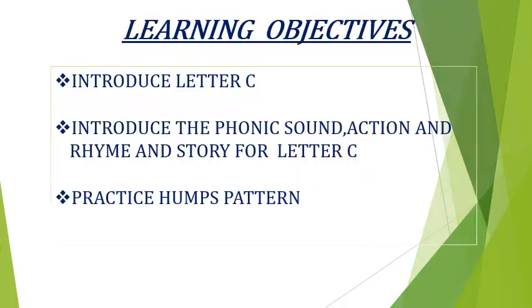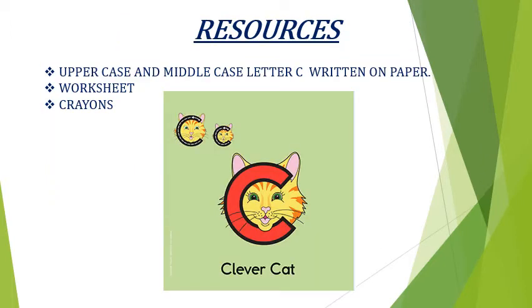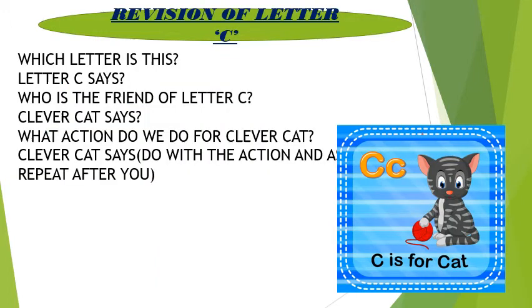Let's see what the learning objectives are. The learning objectives for this activity are to introduce letter C, introduce the phonic sound, action, rhyme and story for letter C. We are also going to practice the hump pattern. The resources required for this activity are uppercase and lowercase letter C written on paper, worksheet and crayons.